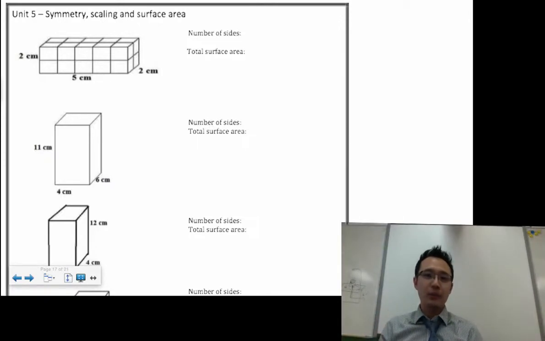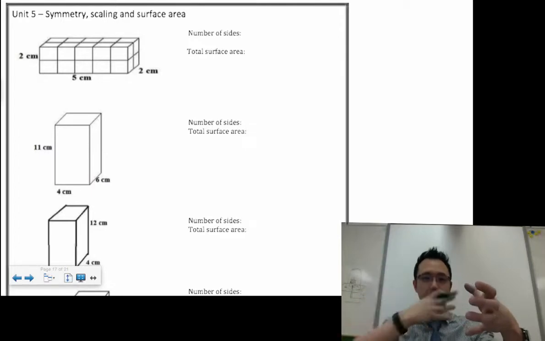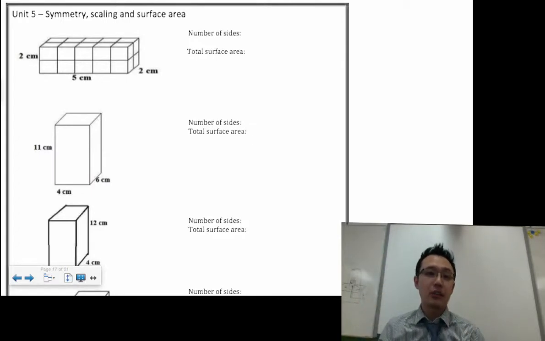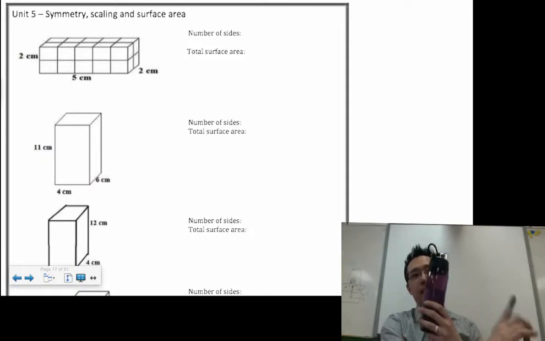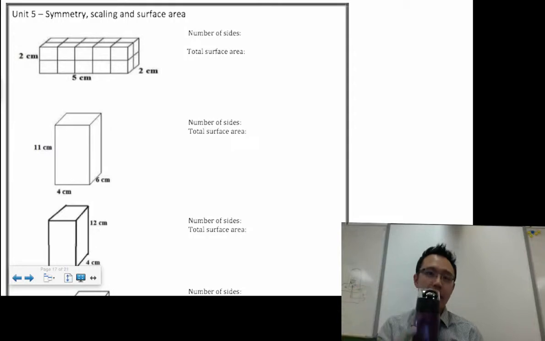So if you need to find the surface area of a present, you're looking at all the sides of the present. If you're looking at the surface area of, say, this water bottle, then you need to find the surface area of around, bottom, and the top, and you're looking at the area of each of the sides.